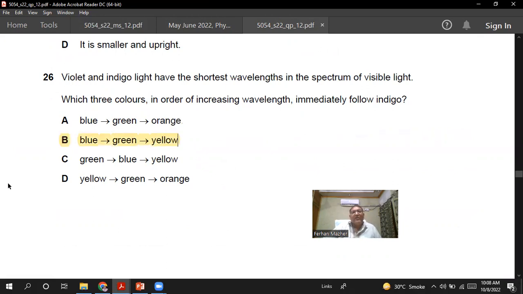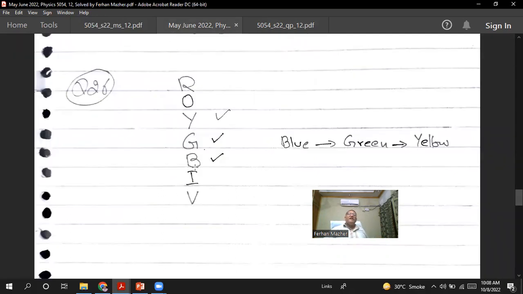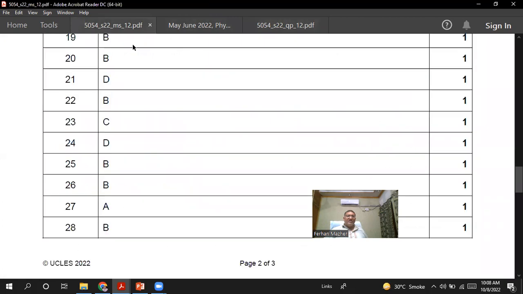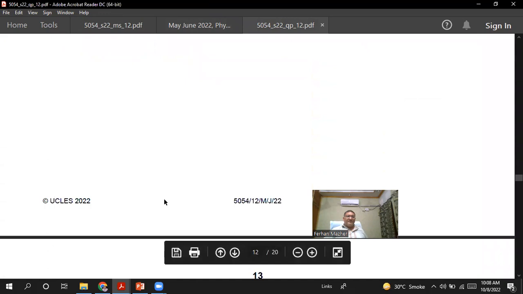Okay, so what was their question? Which three colors in order of increasing wavelength immediately follow indigo? So we have to give those colors whose wavelength is more than the indigo. Okay, so the colors whose wavelength is more than the indigo are blue, green, and yellow. So B looks the right option, sir. Question number 26, B is the right option.